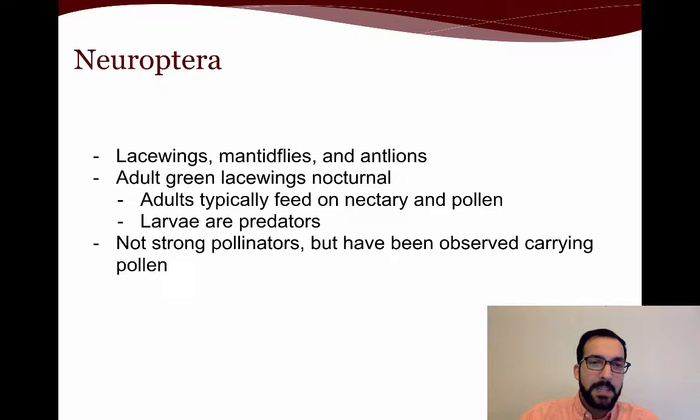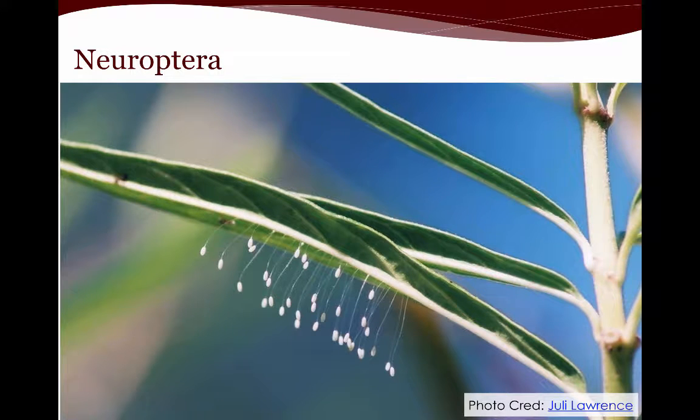These are our lacewings, mantid flies, and antlions. And so the adult green lacewing is considered nocturnal. The adults typically feed on nectar and pollen. And the larvae are predators. They are not considered very strong pollinators, but have been observed carrying some pollen. The reason I introduce this group is not because they are excellent pollinators, but because they're just a really cool group. They can act as pollinators, and they can also act as excellent predators. So they're excellent to also encourage their populations around in the garden.